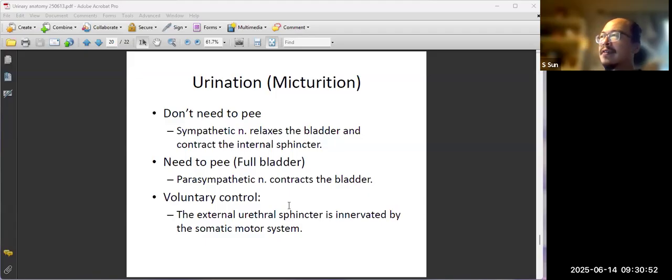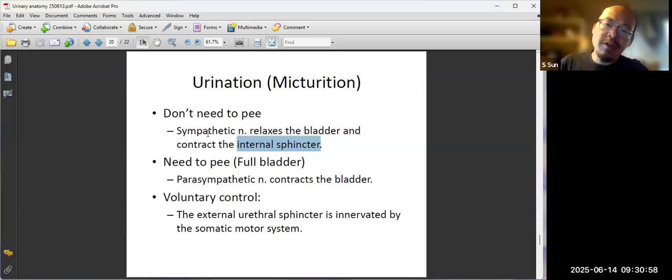The internal sphincter is controlled by the sympathetic nerve. So when you are in fight or flight, like in your busy day, it's closed, and you don't need to mentally control it. It's just closed, so you don't pee. But when your bladder is full, it will send a signal to the brain to let you know that your bladder is full. The bladder is not part of the digestive system, but it's visceral, so it's part of the rest and digest.